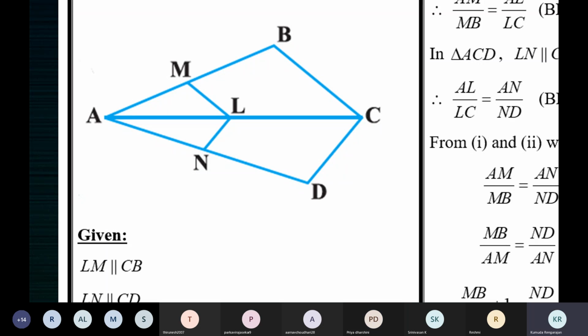Which line is parallel to one side of the triangle? LM is parallel to BC, ma'am. Where does this LM cut? Which are the other two sides of the triangle? AB and AC. Very good. AB and AC are the other two sides. Where does this LM meet AB and AC?